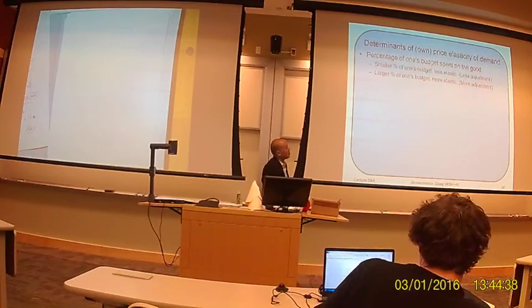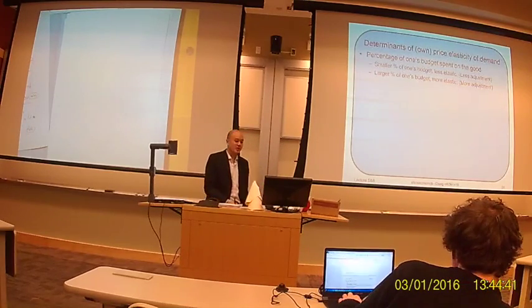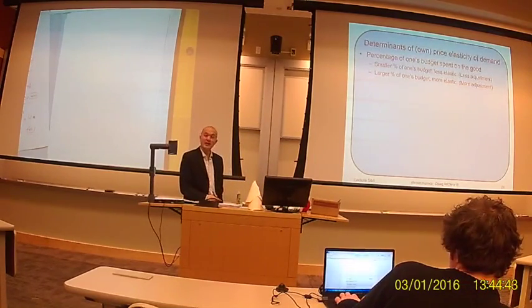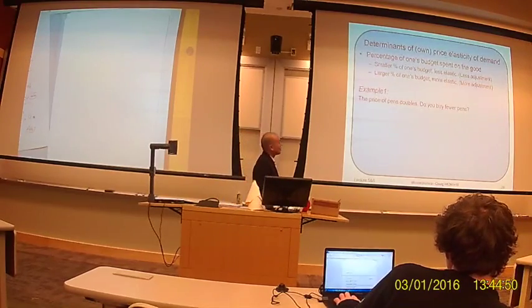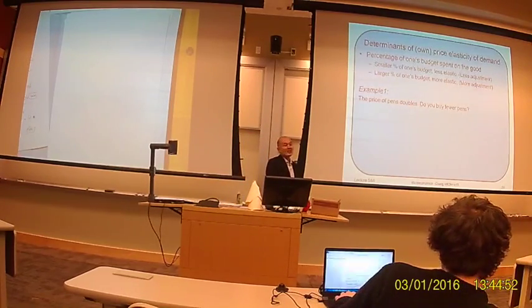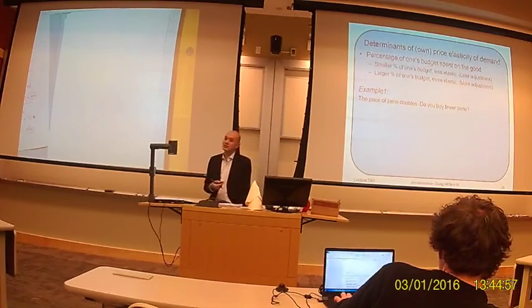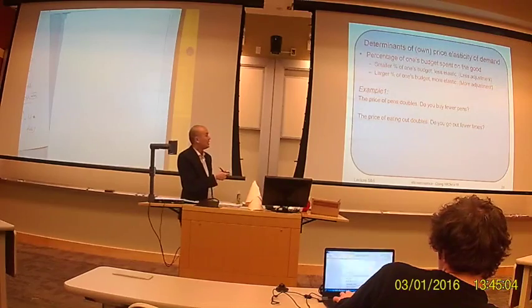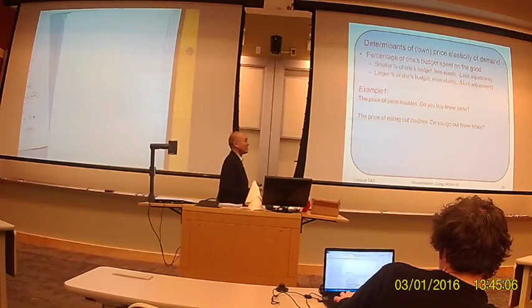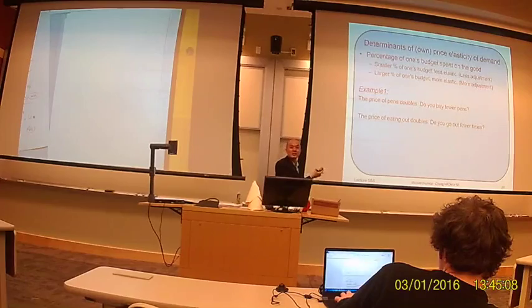A few other determinants: percentage of one's budget spent on the good. If it's a smaller percent of one's budget, you're probably going to be less elastic, less adjustment. If it's a larger percentage of your budget, more elastic. The example I always like to give is pens. If the price of pens goes from 5 cents a pen to 10 cents a pen, I'm not really going to adjust very much. But when the price of eating out doubles, from $10 for sushi at Max to $20 for sushi at Max, I'm going to adjust more. It's a bigger part of my budget.